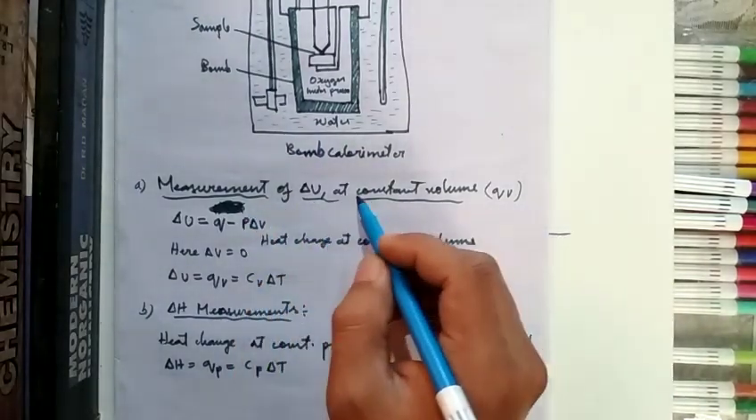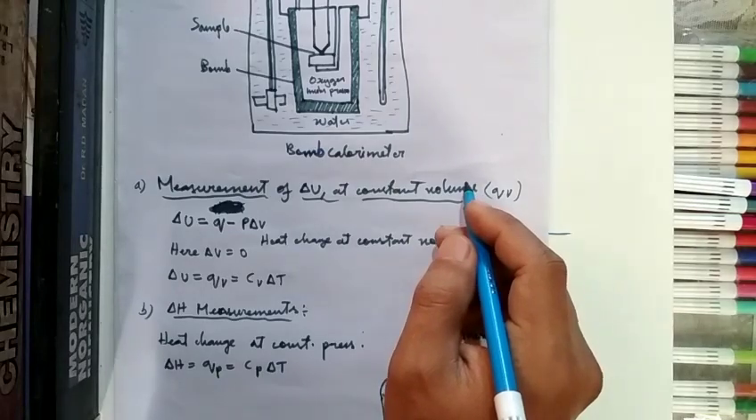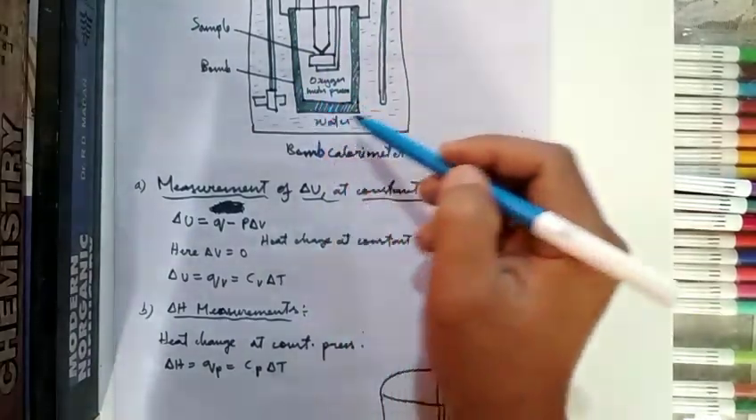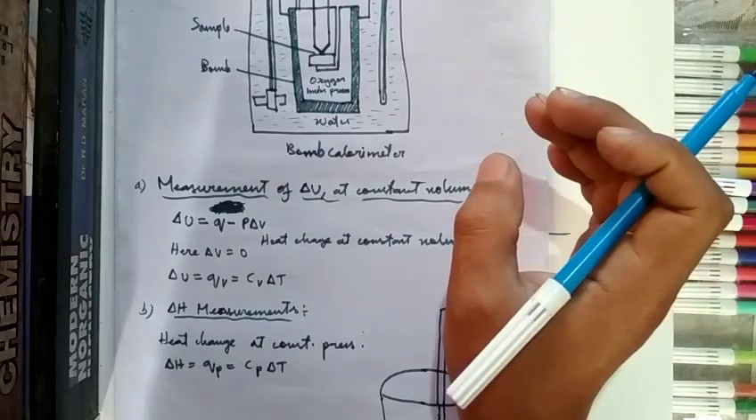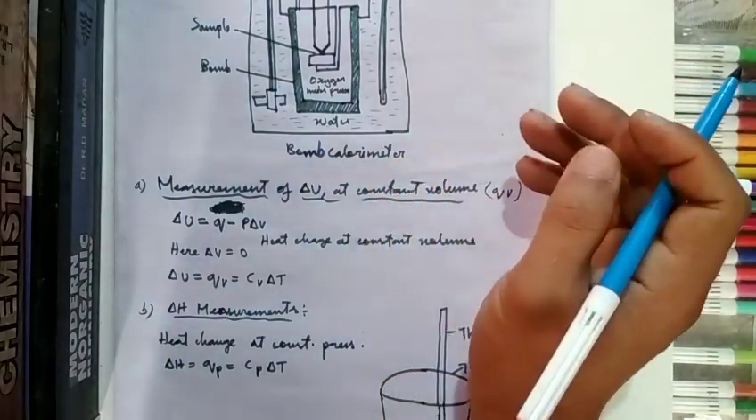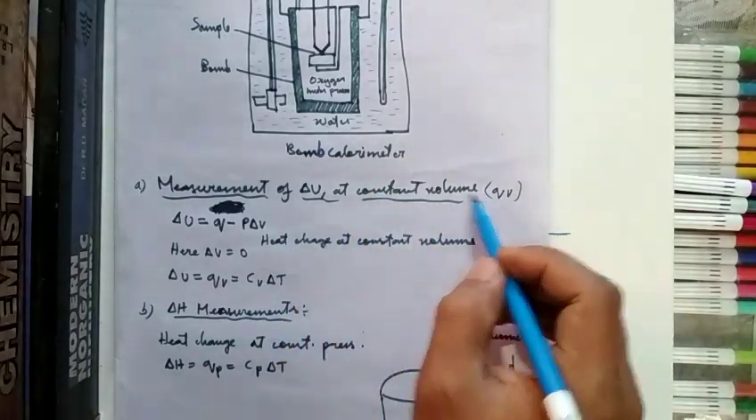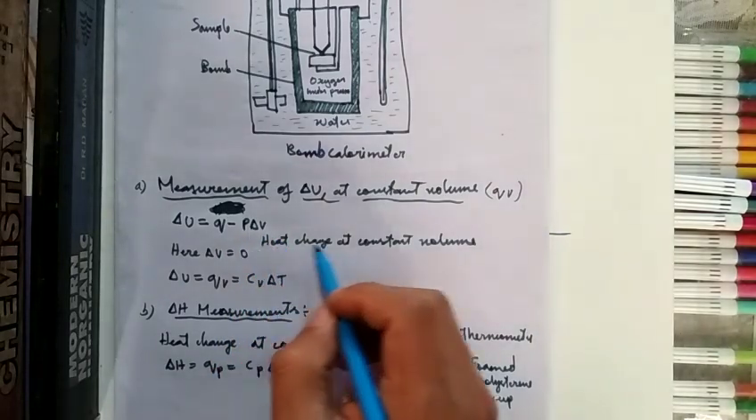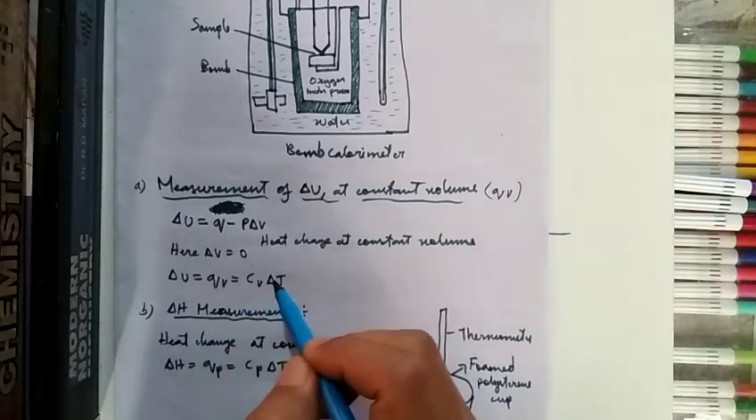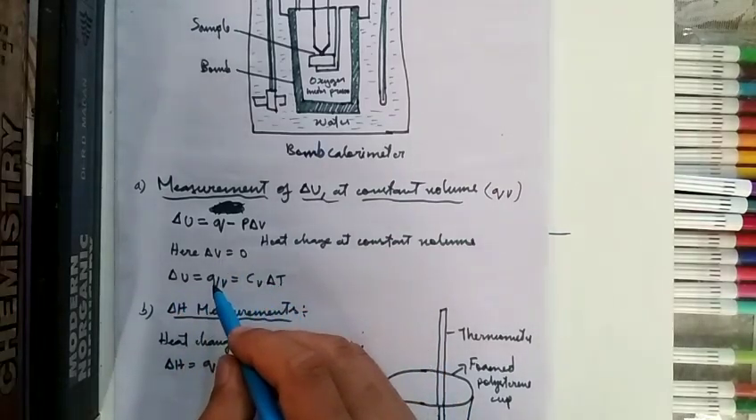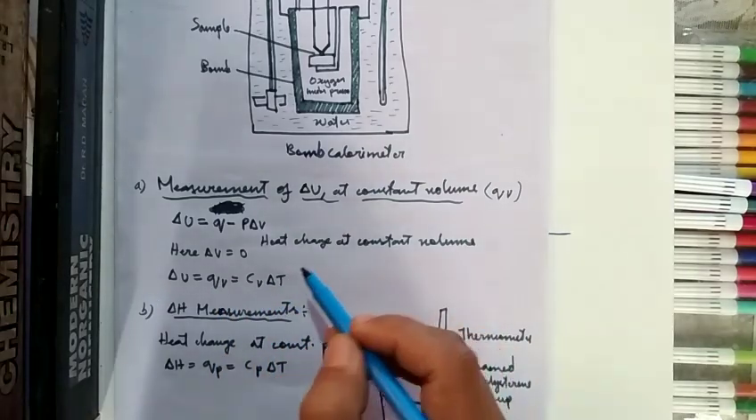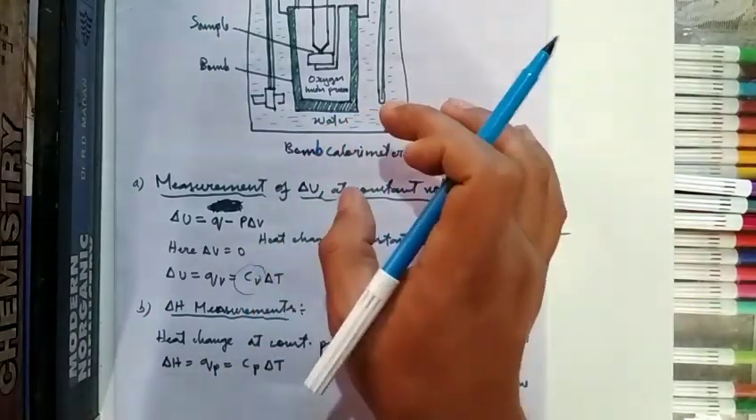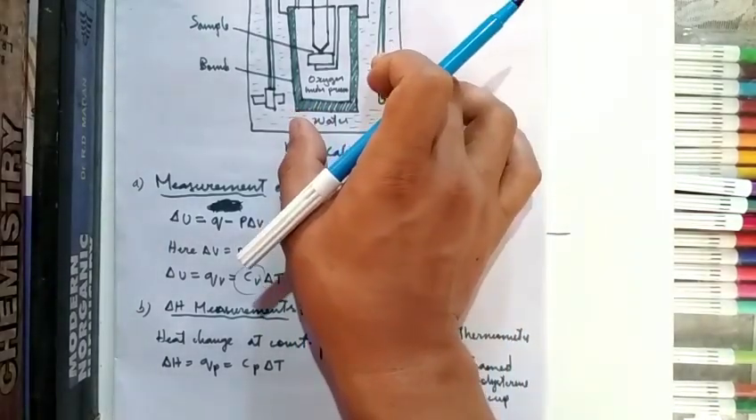Measurement of delta U at constant volume. In this calorimeter, the volume is constant. The volume does not change; only the sample is burned in the presence of oxygen. We know that delta U is equal to Q minus P delta V. At constant volume, delta V is equal to 0, so this becomes delta U equal to Qv, which is Cv delta T.